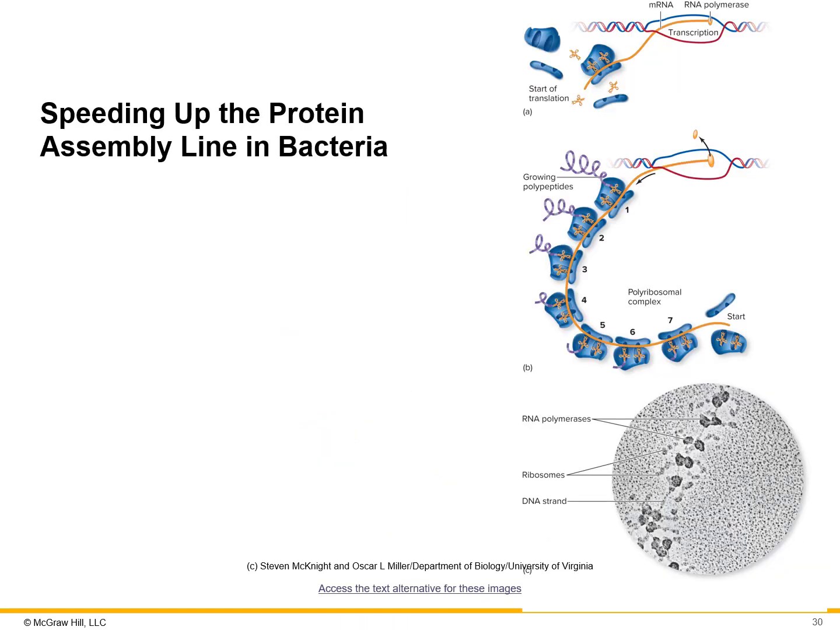Now, in bacteria, they can speed this process up. In eukaryotic cells, transcription has to happen in the nucleus. That's where the DNA is. Then the messenger RNA has to leave and go to ribosomes for translation to occur. So they're two separate events.